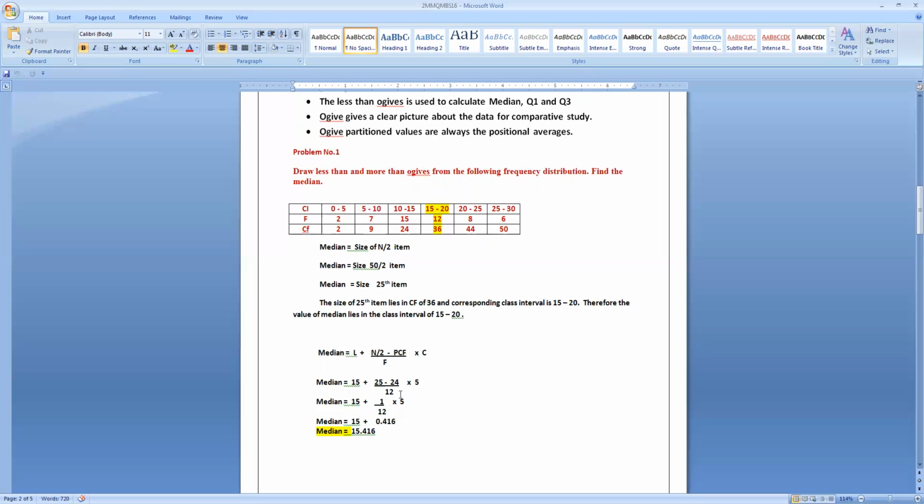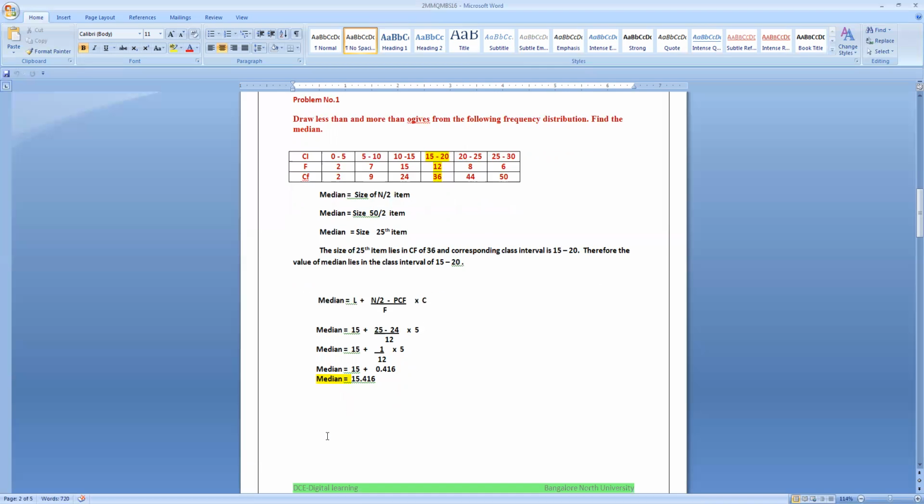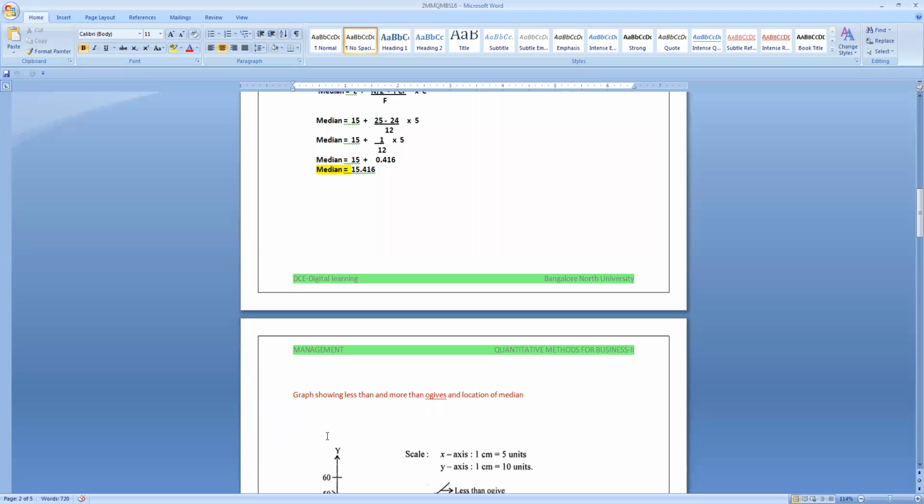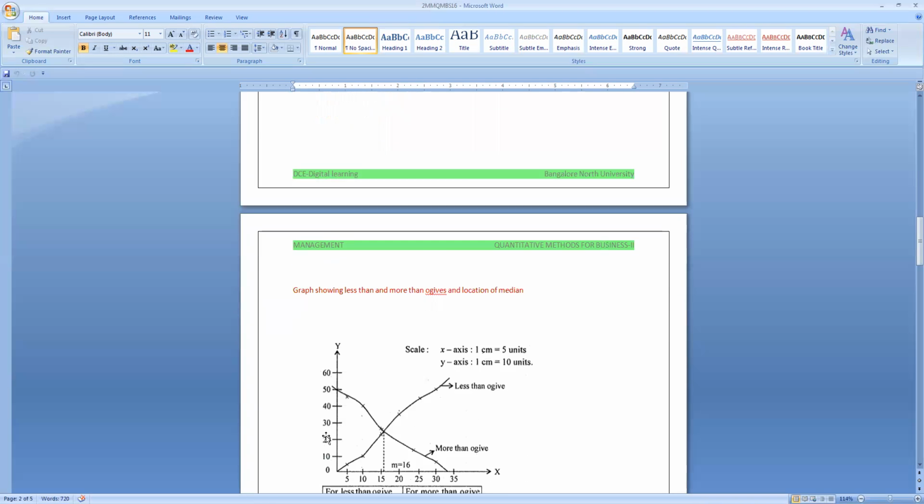The value after calculating we will get is 0.416. We should add this to the lower limit, that is 15. Therefore, the value of median is 15.416. Let us show the same thing on the graph.